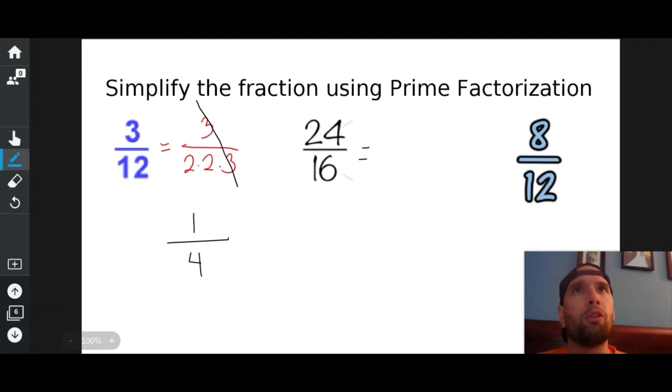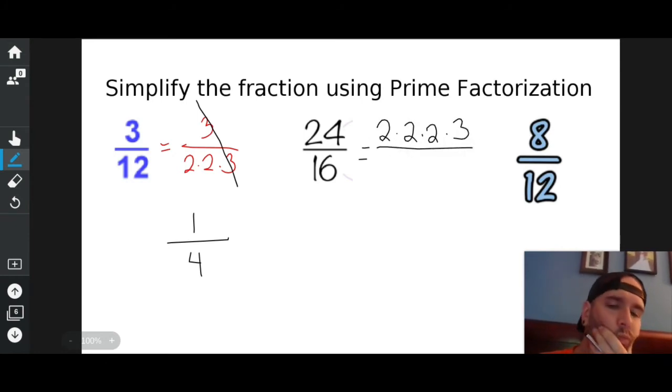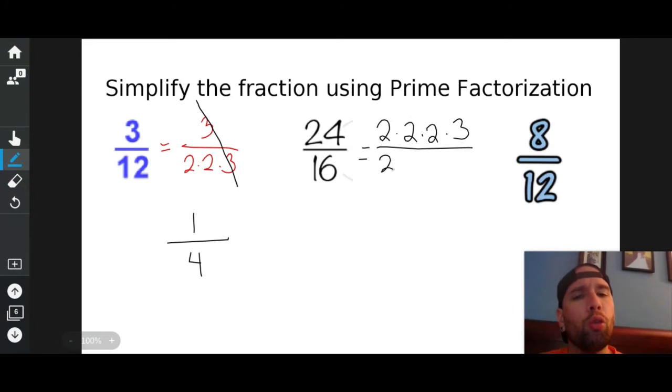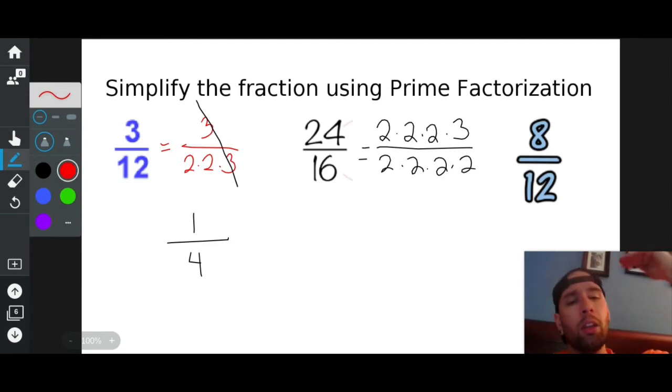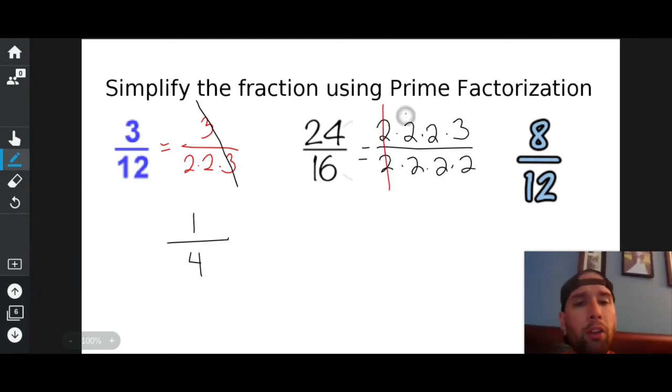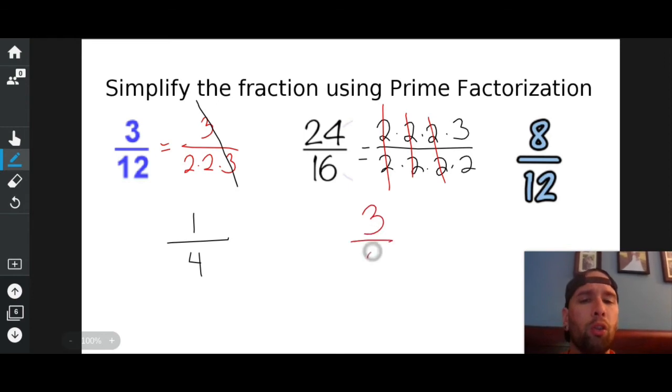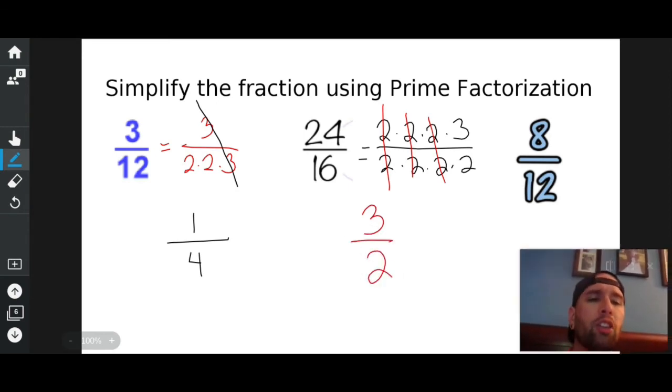24 is 2 times 12, so 2 times 2 times 2 times 3. That's the prime factorization of 24. 16 is 2 times 2 times 2 times 2. If you have something in the numerator that's the exact same thing as the denominator, cross it out. And do it again. And do it again. And 3 over 2 doesn't cross out, so I'm left with 3 over 2. Leave your fractions improper.